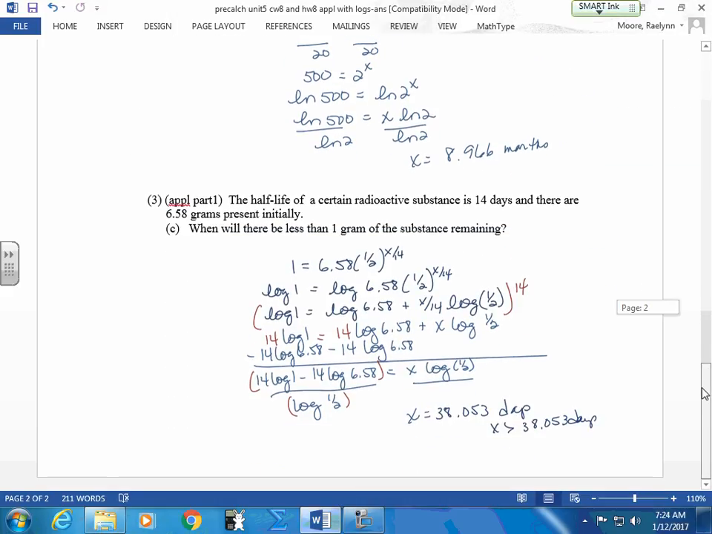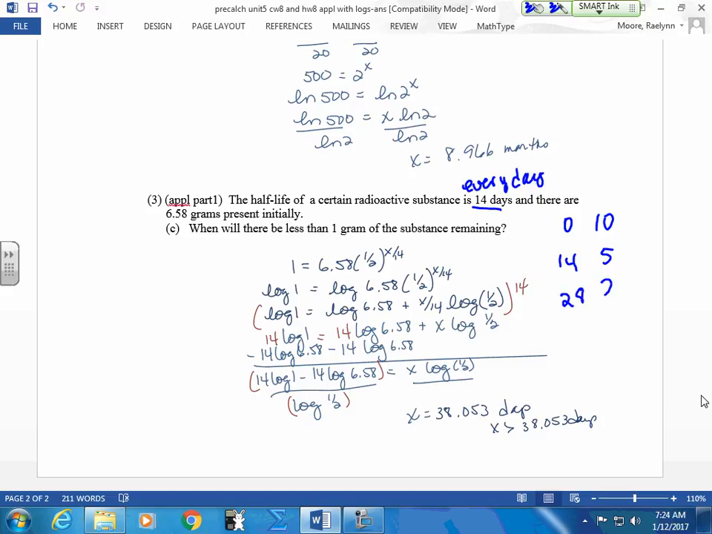Okay. And the last one, it's a half-life, so your rate is a half. This half-life is every 14 days. Now, if it said the half-life is every day, then what would my exponent be? Just x. But every 14 days. So if it starts out with, say, 10 at 0, at 14 days, it's going to be 5. At 28 days, it's going to be 2.5. That's what this cycle means. So I have to say divided by 14.